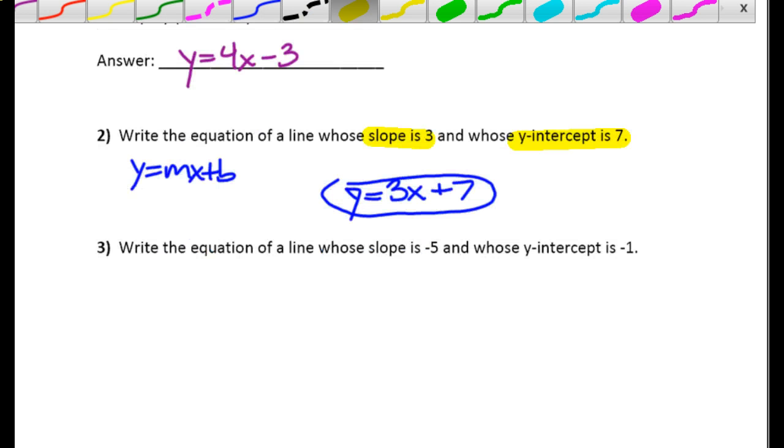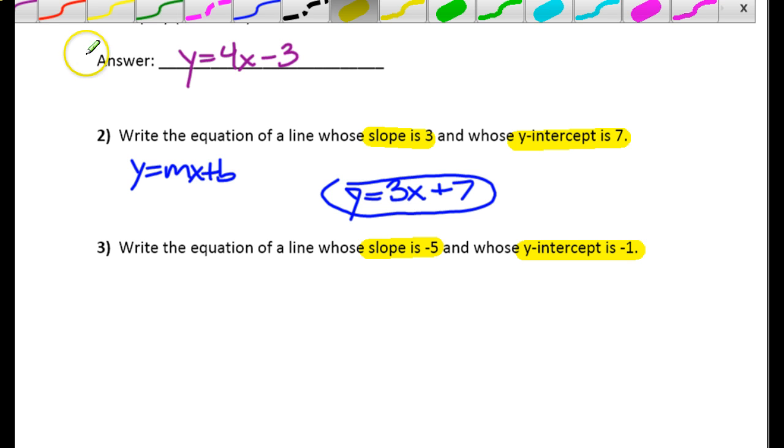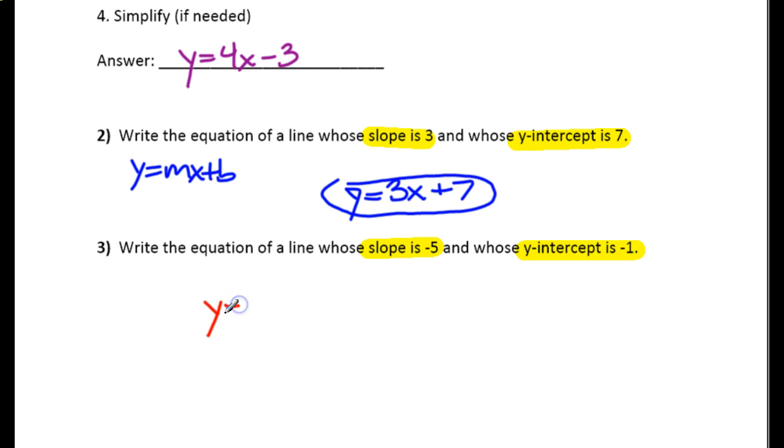All right, last example here. Now we're going to write the equation of a line whose slope is negative 5 and whose y-intercept is negative 1. All right, so you're probably catching on here now. So now we're just going to start off with always y equals. We're going to plug in our slope first in front of the x, which is negative 5, and then it's x, and whose y-intercept is negative 1. All right, so it's just that easy. We're just writing the equation of a line in slope-intercept form, plugging it in.